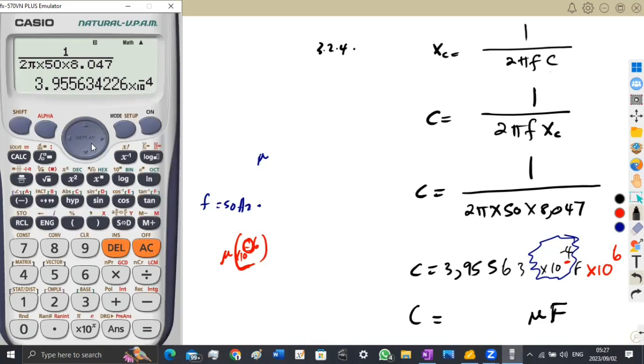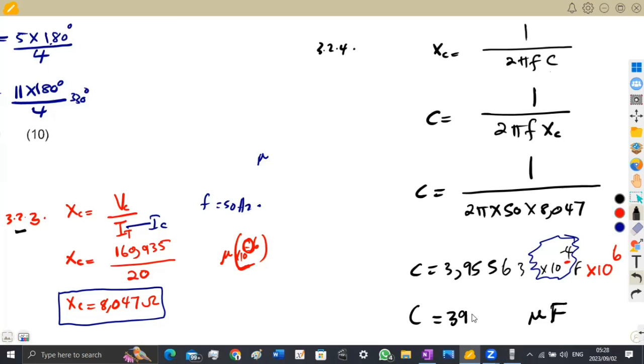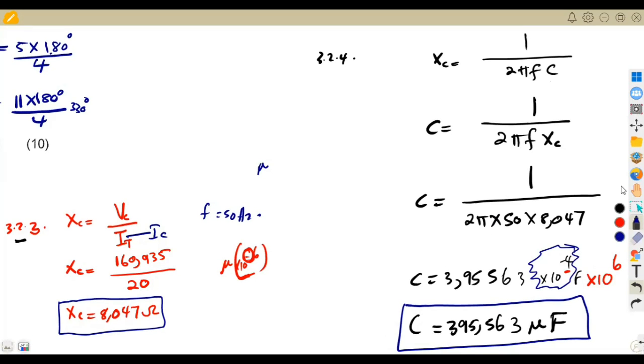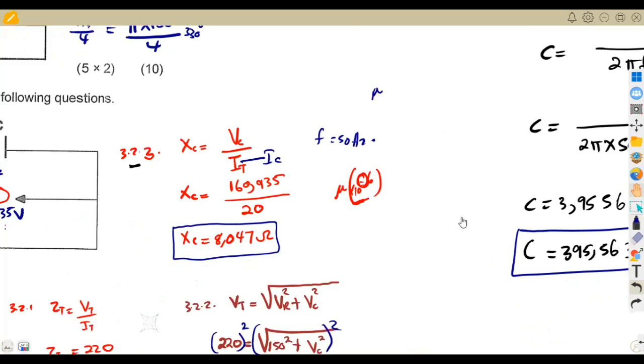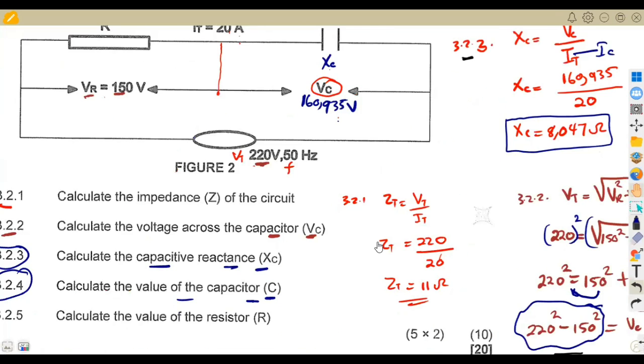So what am I trying to say here on this answer? You multiply by 10 to the exponent of 6 like this, and your answer automatically is now in microfarads, which is going to be 395,563 microfarads. All right, so that is going to be our capacitance. This is the idea: you simply work with which part exactly you want to convert your answer to. But it is best to leave your answer in microfarads for capacitance.